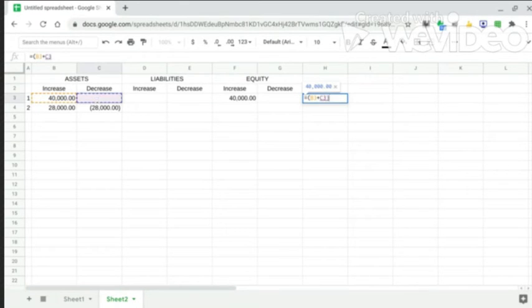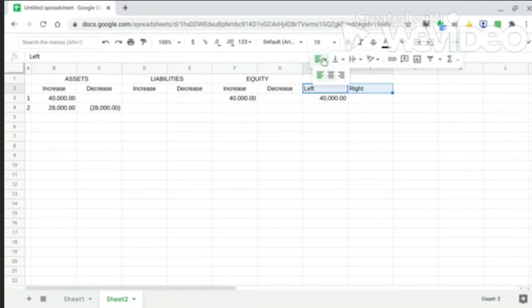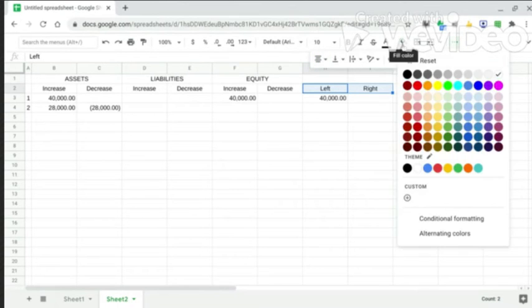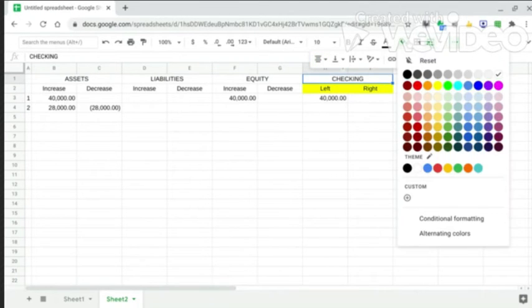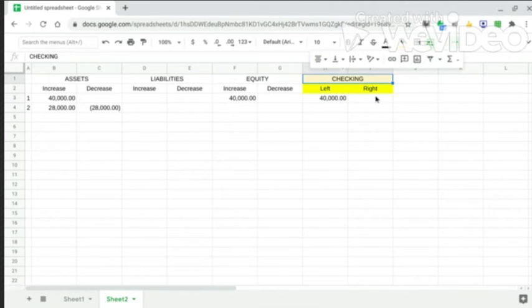Dapat mag-equal sila. So, ito yung left side, ito yung right side. Yan natin ng highlight. There. Para hindi tayo malito. So, checking lang to, checking. Lagyan natin ng label, checking. Ganyan. Para alam nyo kung tama yung sagot nyo or hindi. So, yung left side, yung accounting equation, ito dapat equal siya sa right side, which is liabilities plus equity.